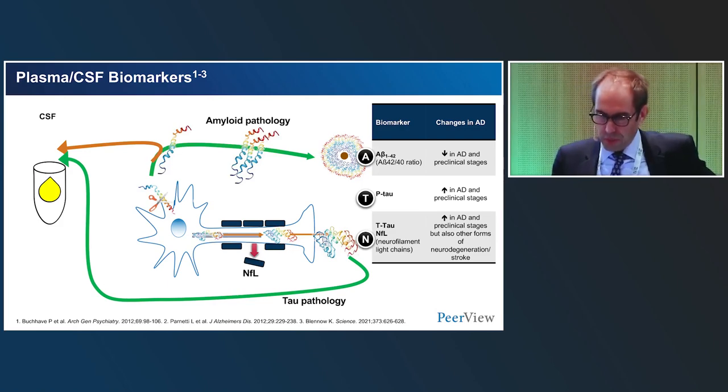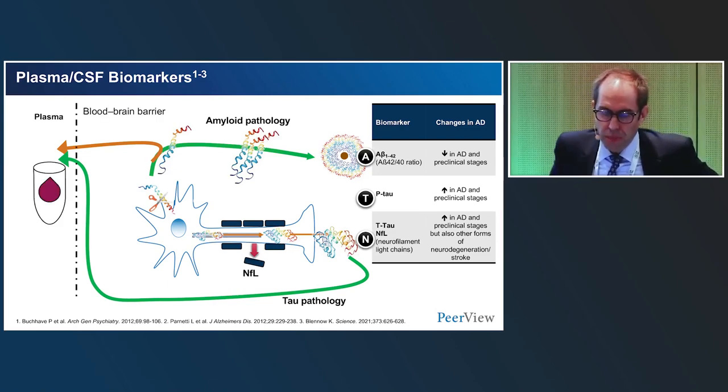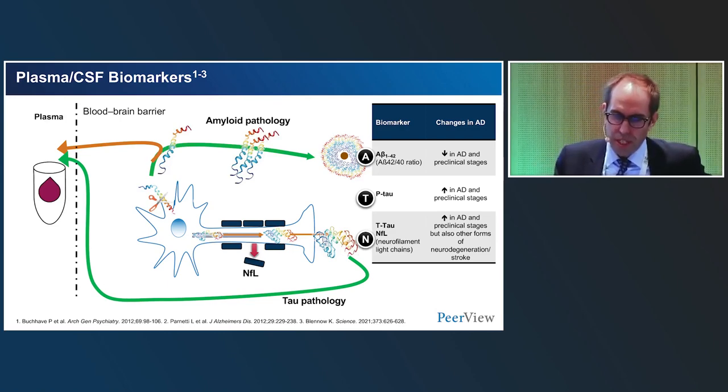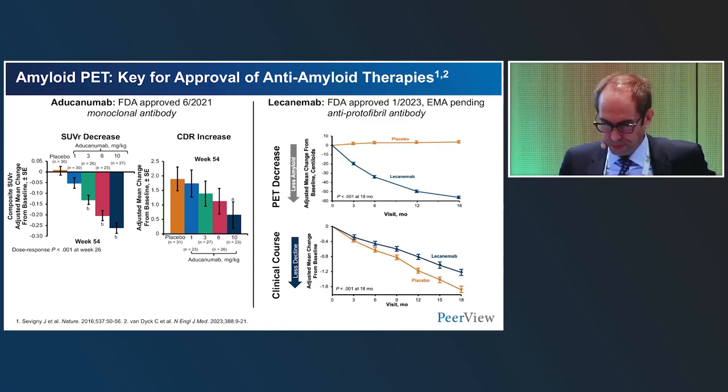So the most recent development is plasma biomarkers. Here the development is even more problematic because these changes need to be translated into the plasma. So they need to transfer or cross the blood-brain barrier. So you need very, very sensitive tools to depict these changes, which basically go into the same direction as in the CSF.